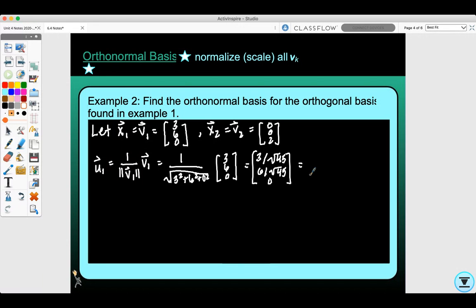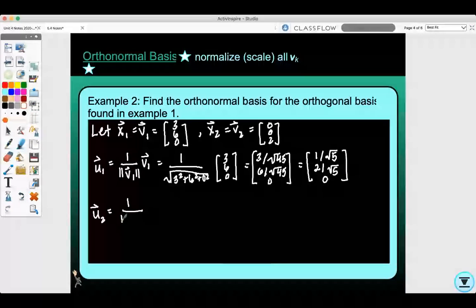If you notice, there is a perfect square in the denominator. So this would become 1 over the square root of 5, 2 over the square root of 5, sorry, and 0.